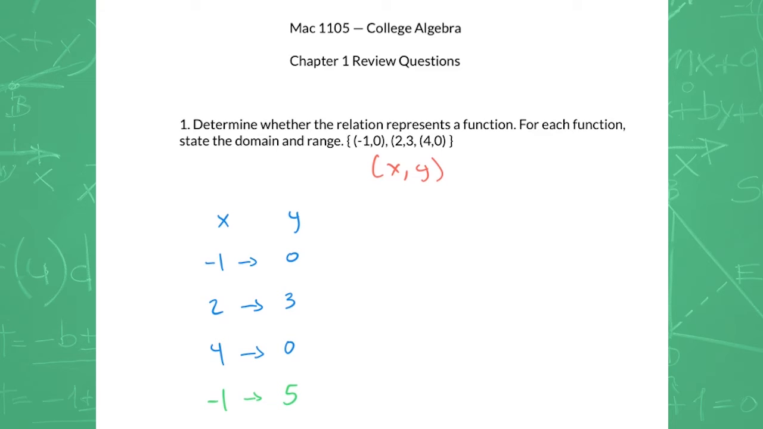Then this relation would no longer be a function because for -1, we have an output of 0, and we have an output of 5. But since that's not the case, we can determine that this is a function, and we can move on to stating our domain and range.